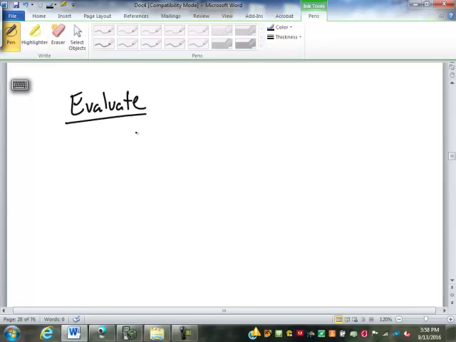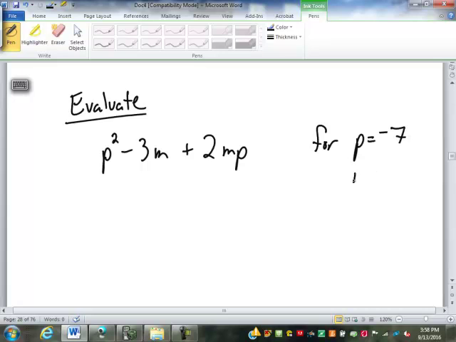Evaluate p squared minus 3m plus 2mp for p equals negative 7 and m equals 3. You guys remember what evaluate means? It means we're going to put the numbers in where the variables are and then do our order of operations.